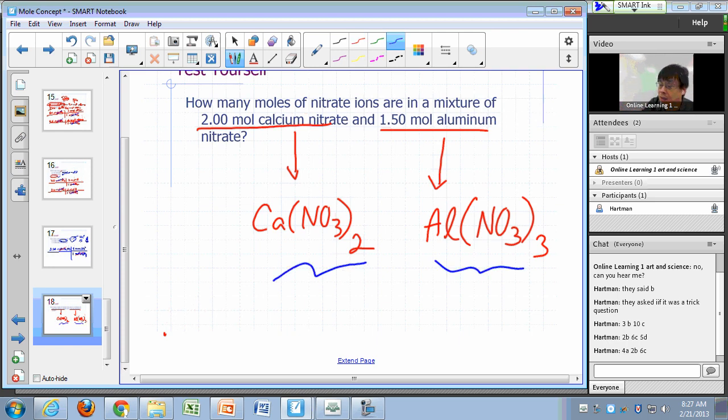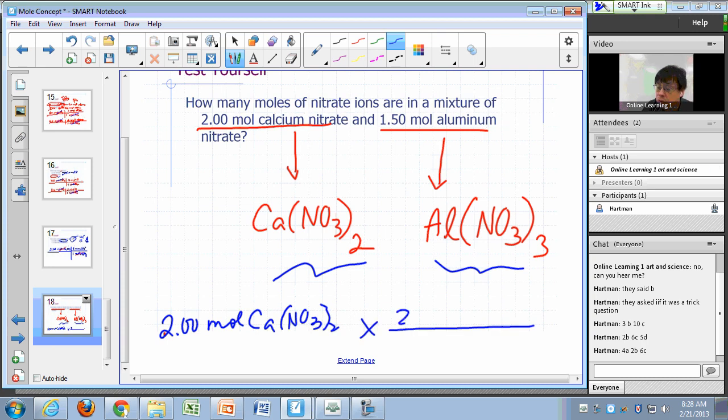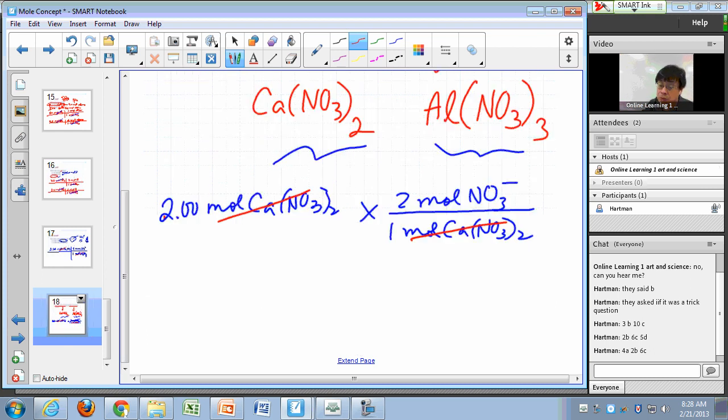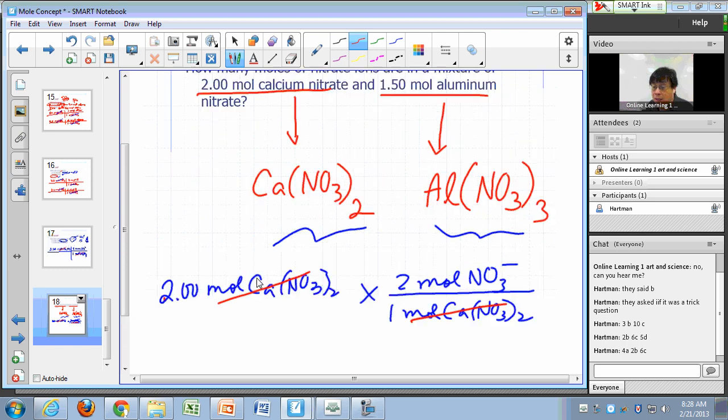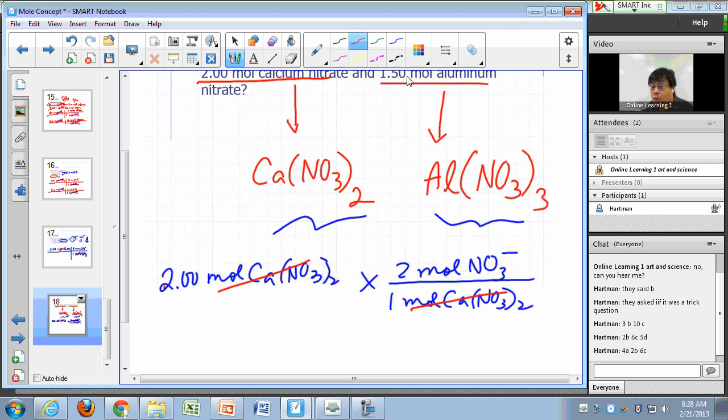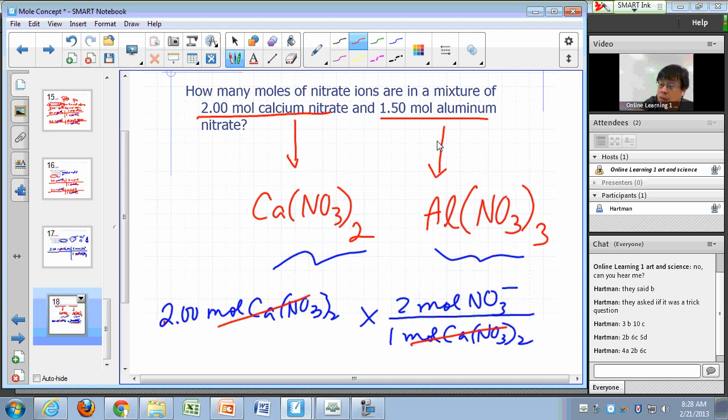So in this case, what you'll need to do is count the nitrates that came from calcium nitrate and count the nitrates that come from aluminum nitrate. So you're going to say 2.00 moles of calcium nitrate times 2 moles of nitrate in 1 mole of calcium nitrate. So that gives you 4. 2.00 times 2 is 4. And then you count the nitrates that come from the aluminum nitrate. You have 1.5 moles of aluminum nitrate up here.